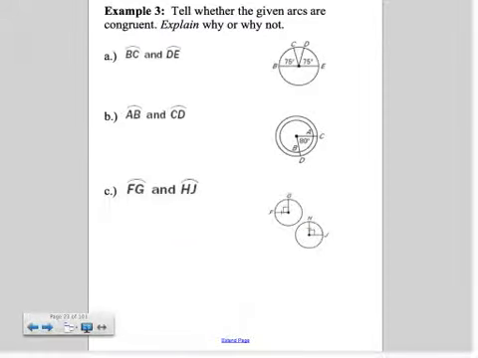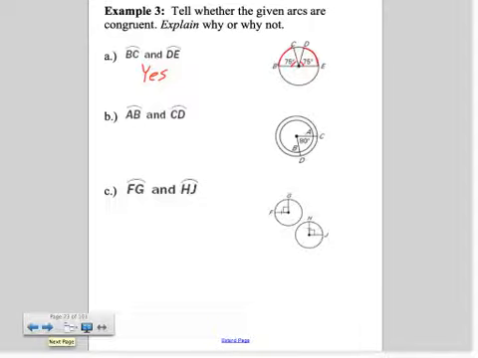All right, so it says tell whether the given arcs are congruent, explain why or why not. So I look at BC and DE. They're in the same circle, so now the question becomes, do they have the same central angle measure? Well, this guy's 75 and that guy's 75, so yes, they are congruent. Why? Because they have the same central angle and they're in the same circle.